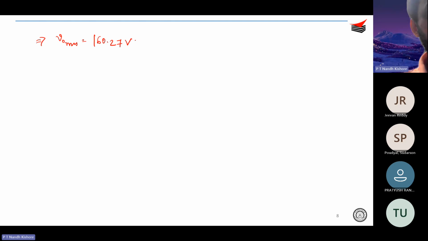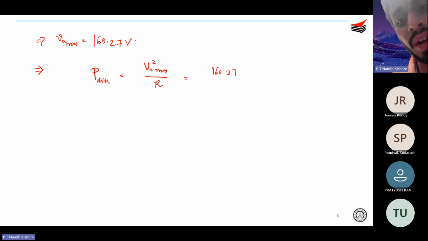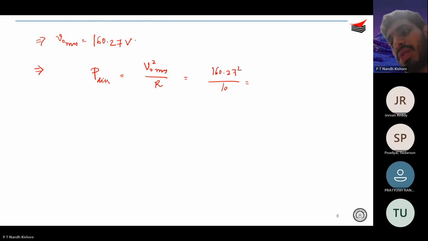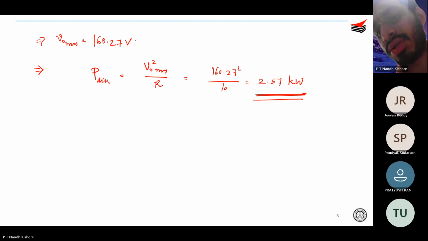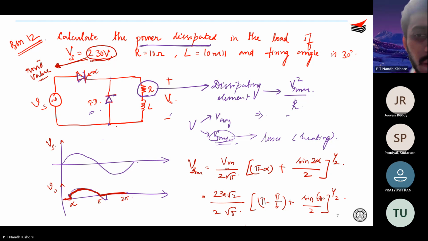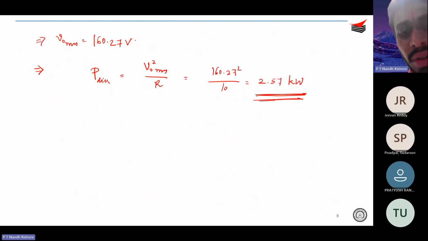Since this is your V naught RMS, your power output or power dissipation is V naught RMS square over R, right? So 160.27 square over 10, and it's going to be around 2.57 kilowatt. So this is the power dissipated in the resistor. Got it? If you have any doubts, you can stop me at any point of time, of course.